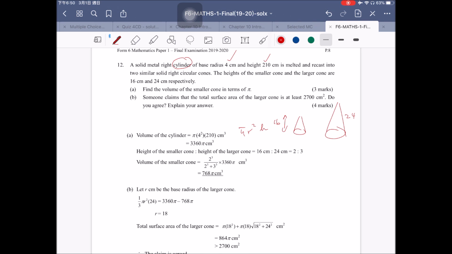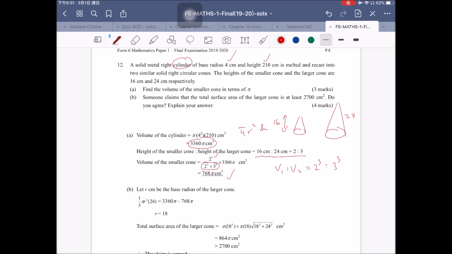Okay, so again, the ratio of the height is 2 to 3. So the volume ratio is 2 cubed to 3 cubed. Okay, so the total volume, okay, divide by this portion, and then you want to find the smaller one, that is this one. You can find out the volume of the smaller cone is 768 pi cm cubed.